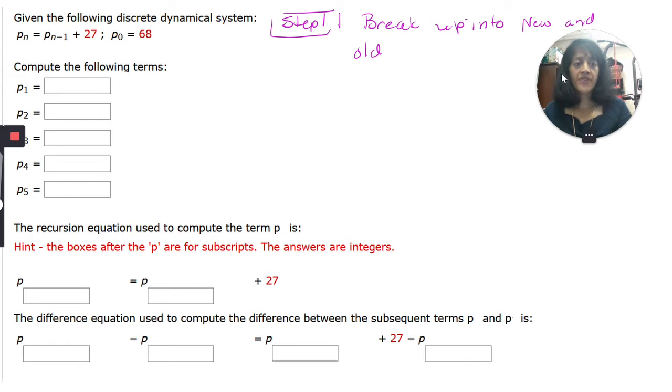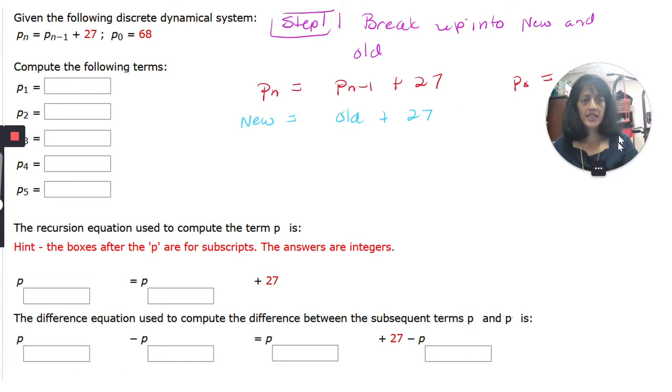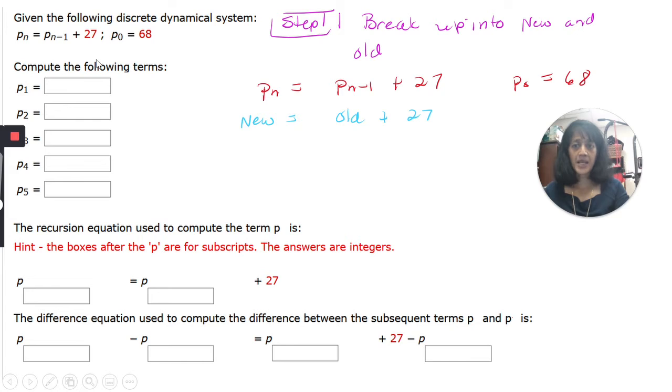So the first thing, it's useful to think of anything with variables as real stuff. So break it up into new and old. For example, if I look at this recursion formula they gave me up here, the new stuff is here and the old stuff is here. Pn is the next, Pn minus 1 is the previous. Next and previous is probably better than new and old. P0 is my initial condition.